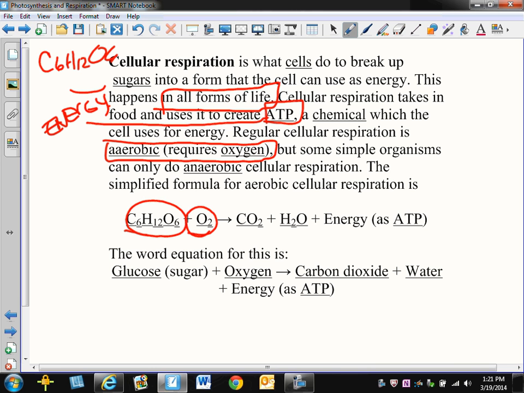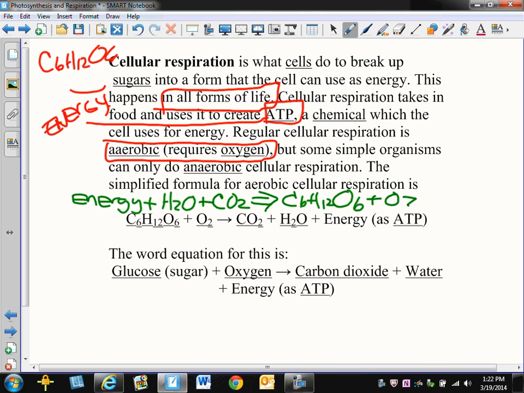Where have you seen something like this? That was not a rhetorical question. That means you guys need to be giving me some help. Where have you seen some of this? I'll give you a hint. Here's your hint. What's that equation? What's that formula for? Photosynthesis.